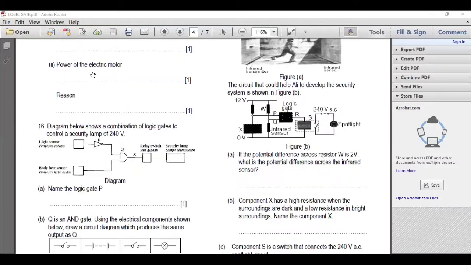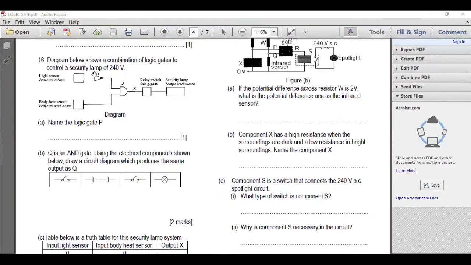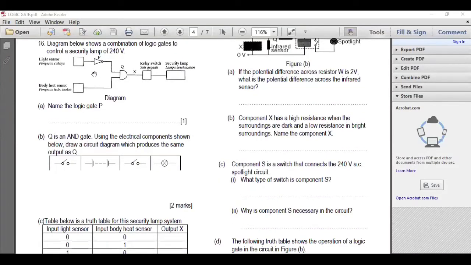Now question 16, this is also a partial question. The diagram below shows a combination of logic gates to control a security lamp of 240 volt. Name logic gate P. P is a NOT gate. Q is an AND gate. Using the electrical components shown below, draw a circuit diagram which produces the same output as Q. That means you have to draw the circuit symbol for the AND gate.